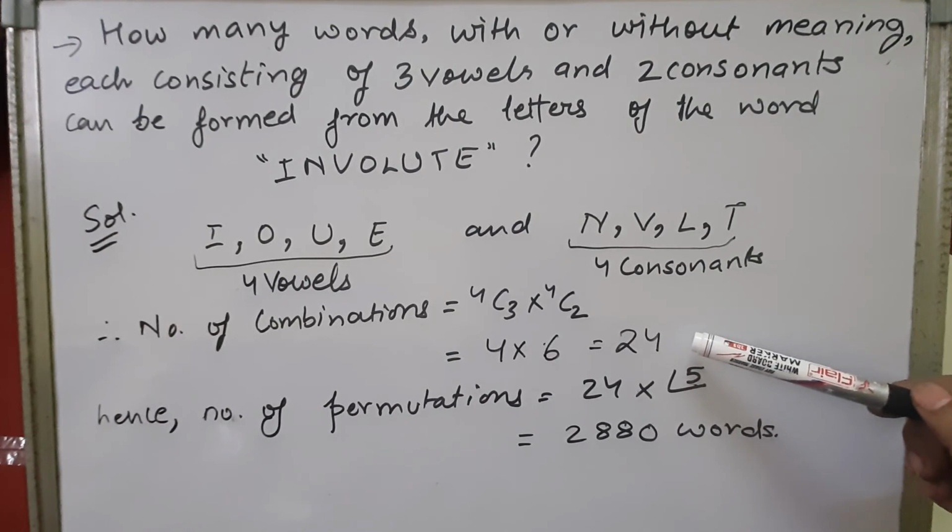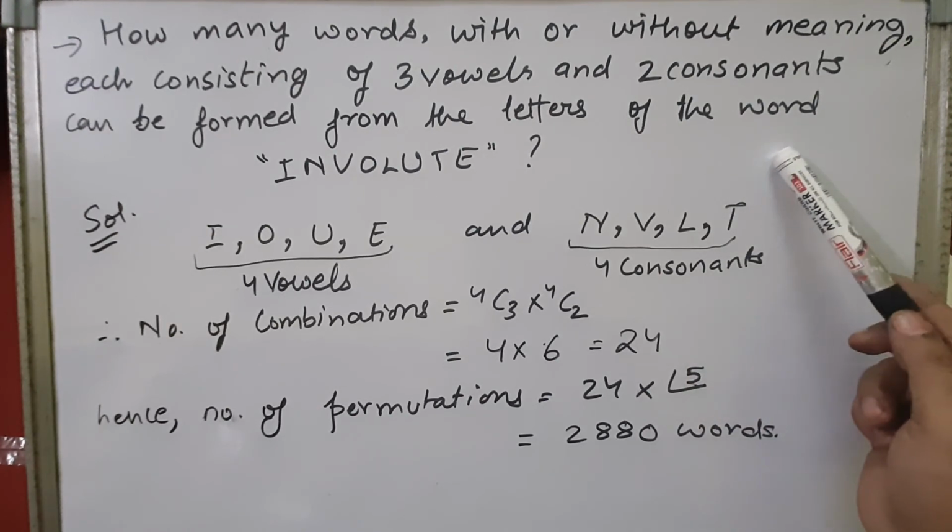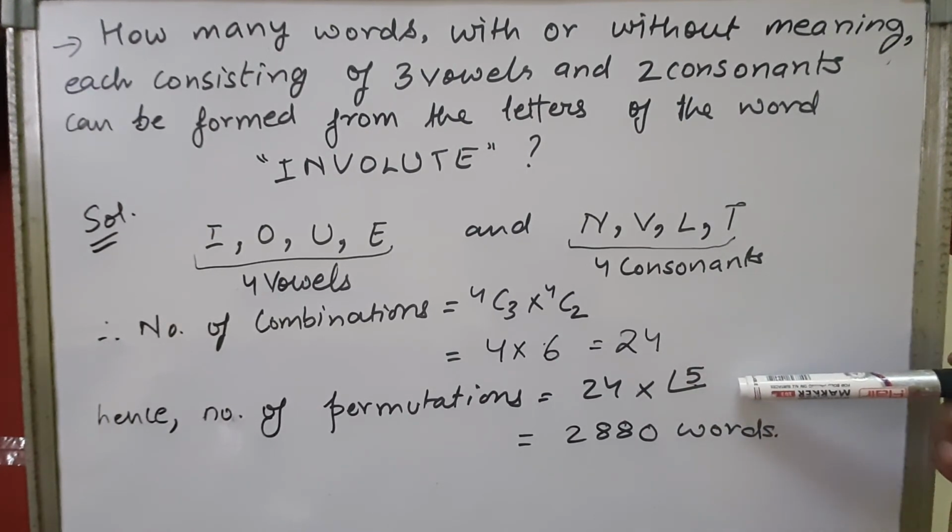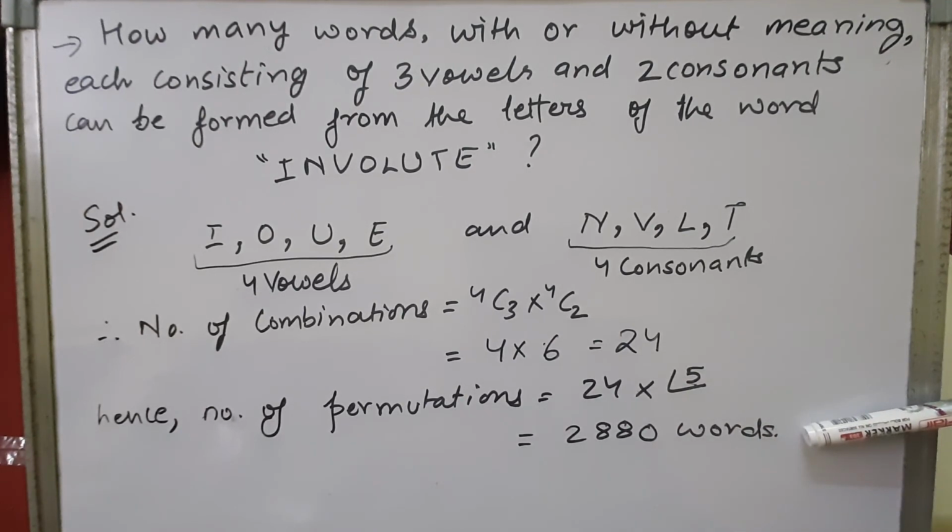Now when we have selected, we have to arrange them to make a word with or without meaning. How many words can be formed using the 5 letters? It will be factorial 5. So the total number of words that can be formed will be, when we multiply, 2880 words. All right. Please note down.